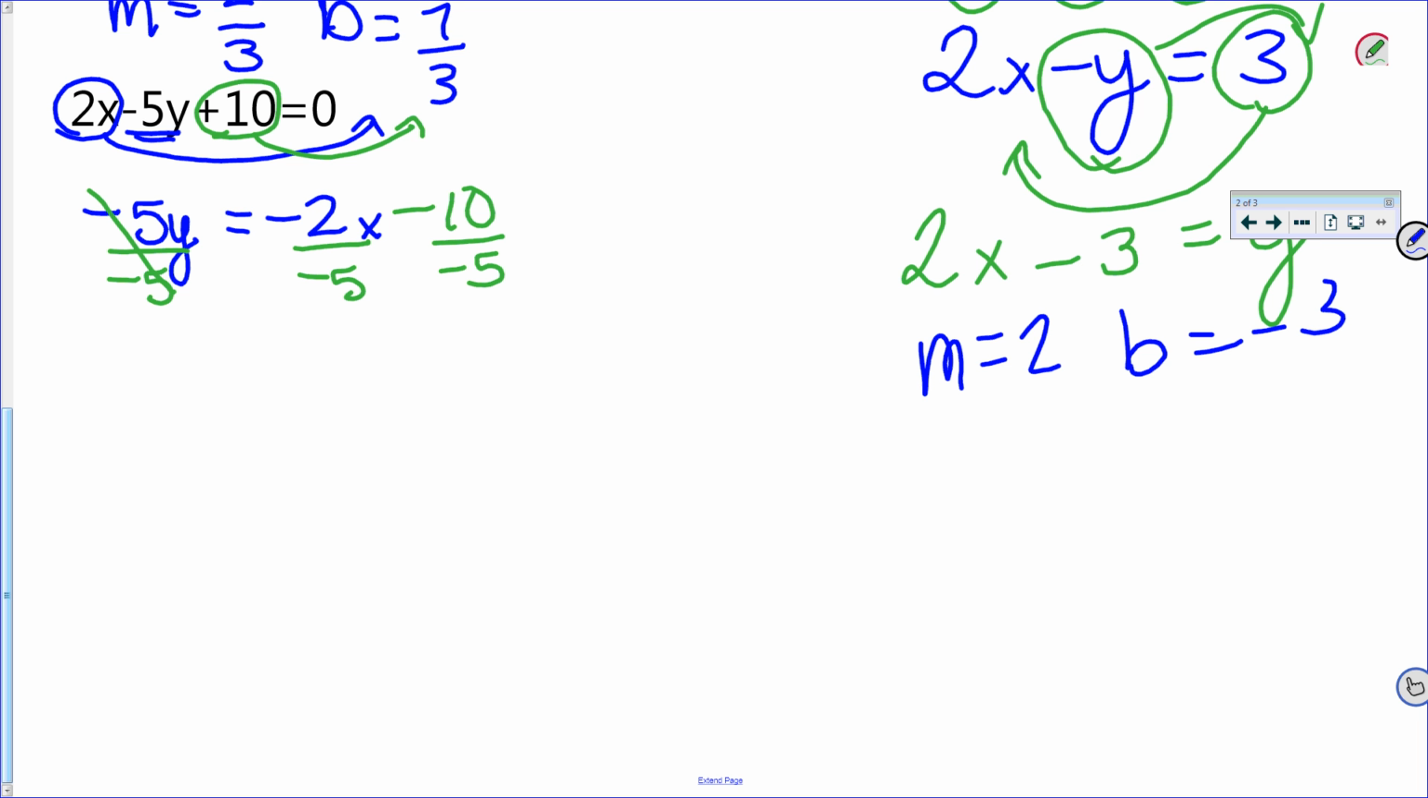So -5 divided by -5, that gives me y. I can't simplify this anymore, but I can take these two negatives and make it into a positive, 2 over 5x. And again, I can actually take this. I have two negatives, which give me a positive. And if I were to put into my calculator 10 divided by 5, that gives me 2.